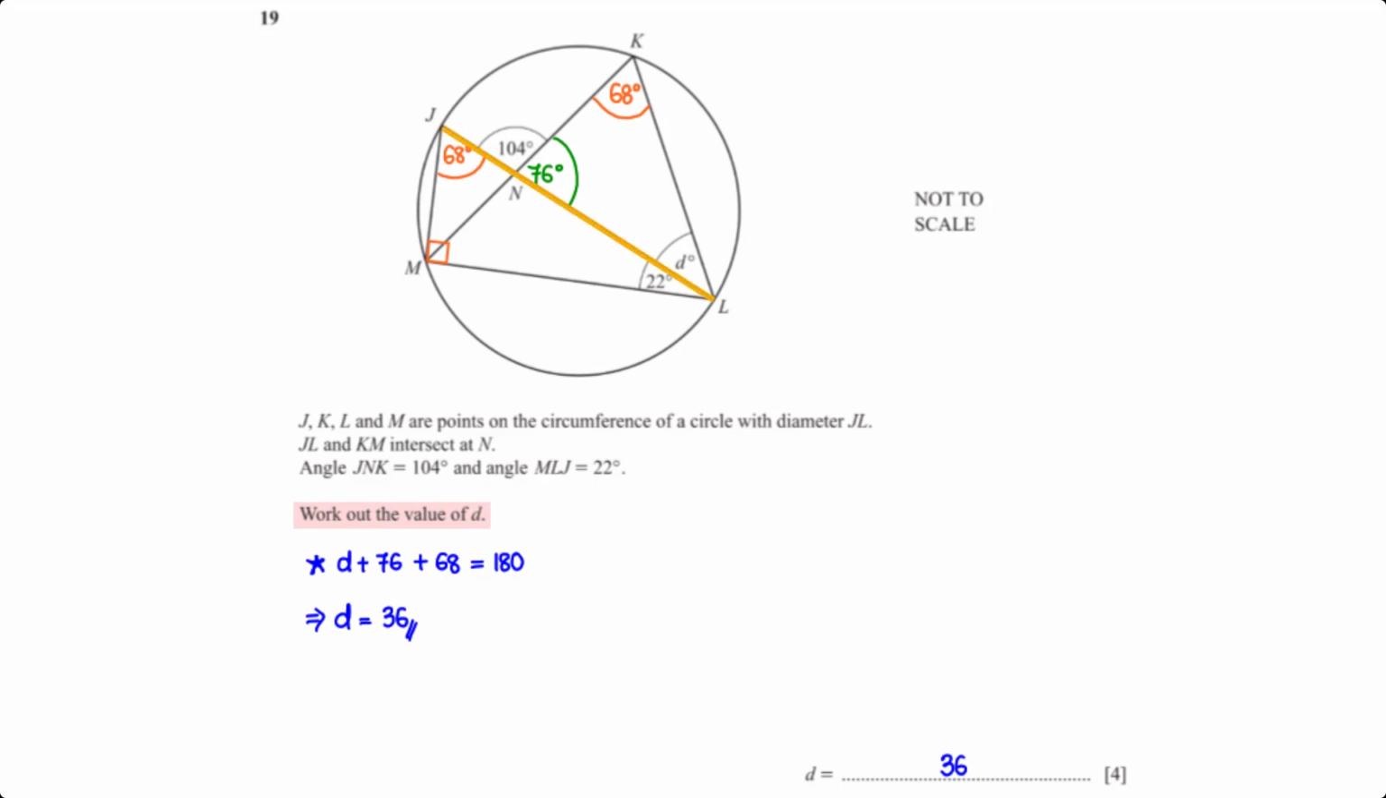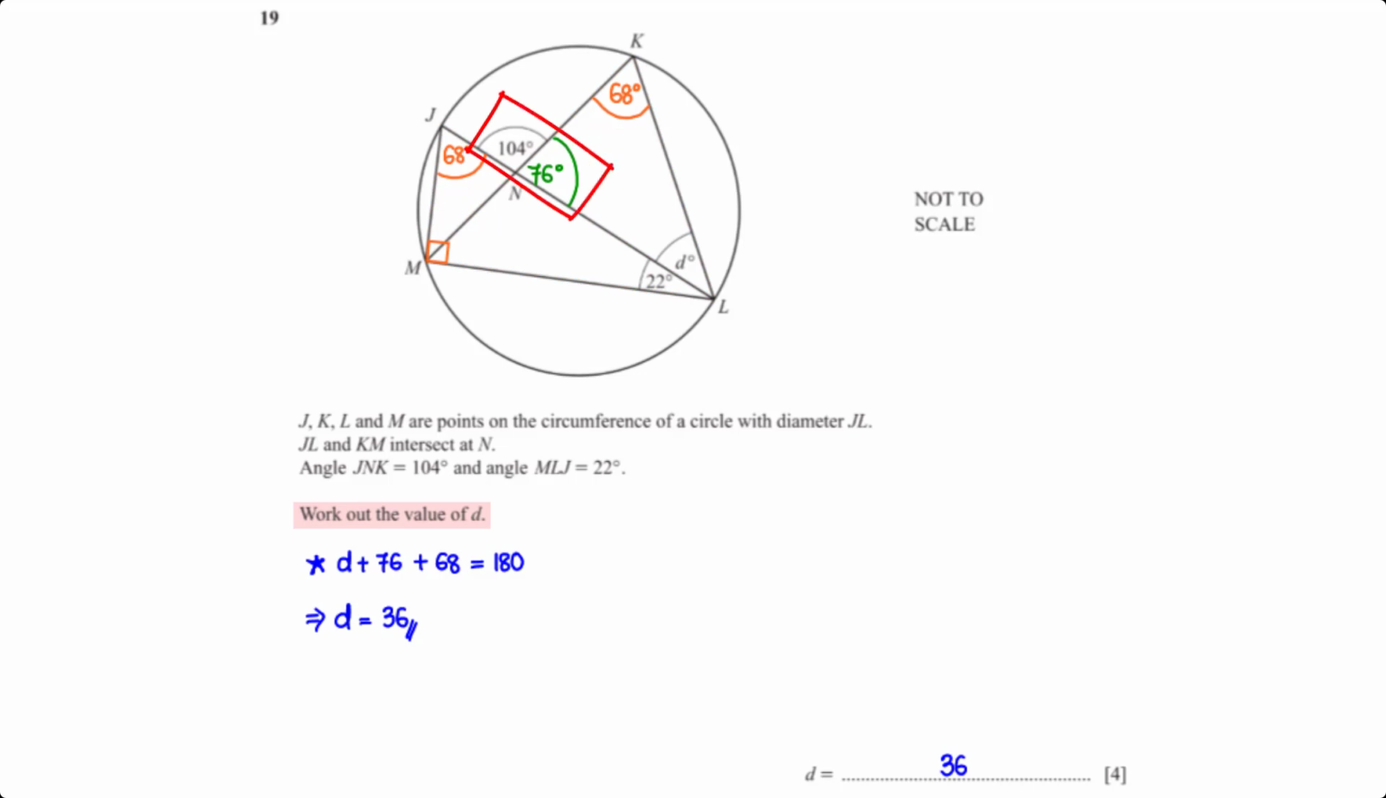JL is the diameter of the circle, and so the angle formed by JL at the circumference of the circle is 90 degrees. All the angles in triangle JLM should add up to 180 degrees. And so when we subtract the sum of 90 degrees and 22 degrees from 180 degrees, we get angle MJL as 68 degrees. Chord ML subtends angle MJL at the circumference of the circle and subtends angle MKL at another point on the circumference of the circle. These two angles should be equal.